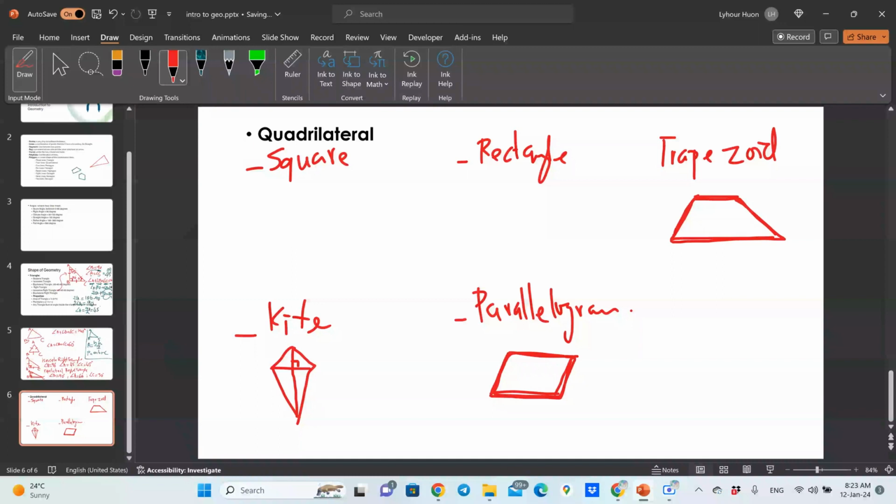How about a rectangle? It's like a square but longer. A rectangle has two pairs of sides, and all the angles are right angles. So this is a right angle, this is a right angle, this is a right angle. So this is called a rectangle.